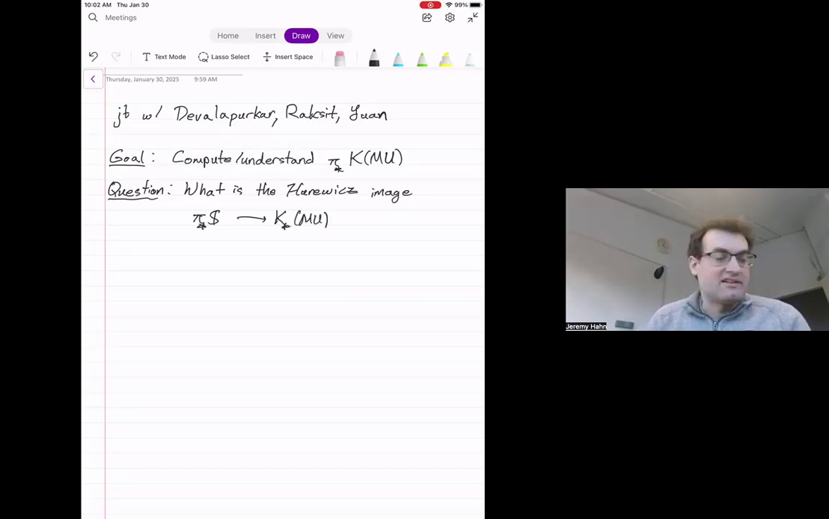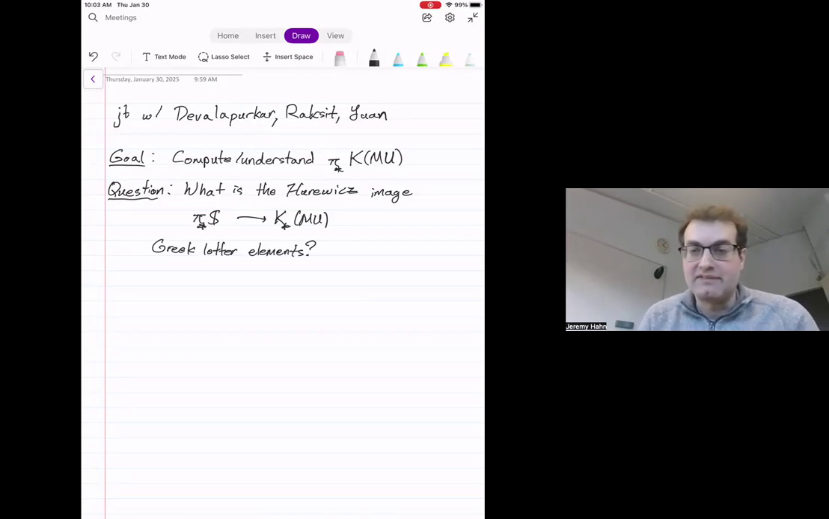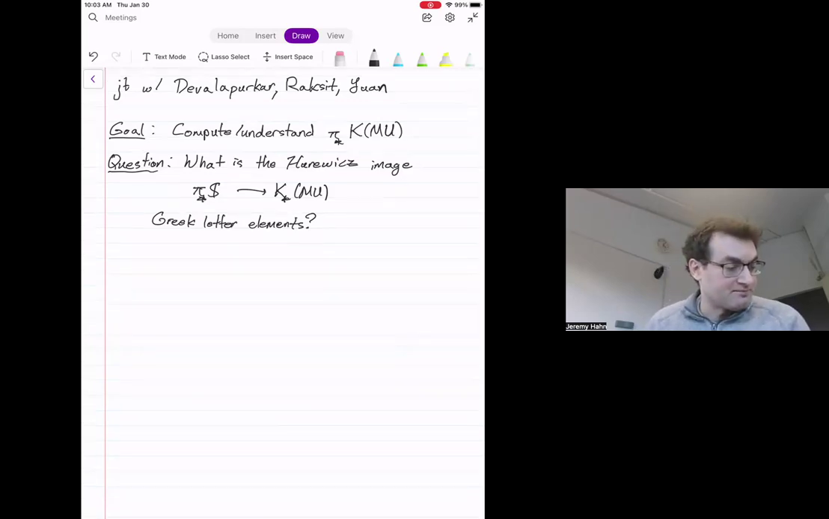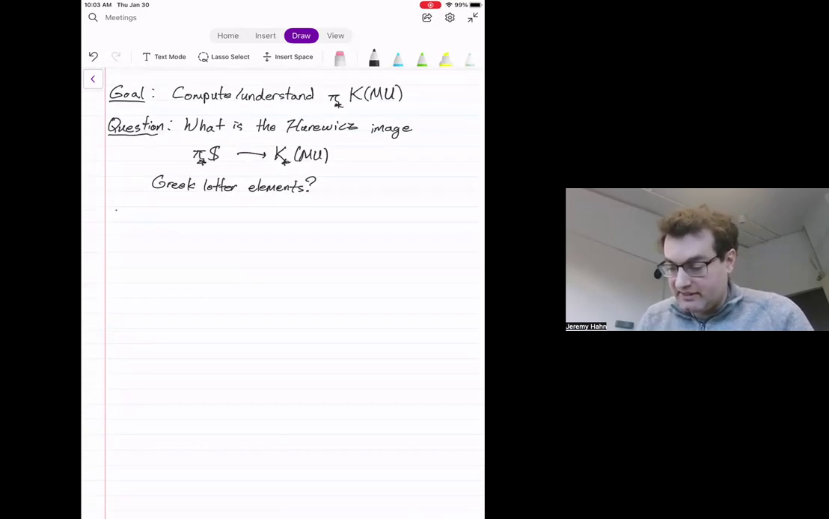I think there's a potential, for example, to see a lot of Greek letter elements in there. And yet, I think the algebraic K-theory of MU will be in many ways simpler than the homotopy groups of spheres. And so it's a potentially more approachable object that might nonetheless see a large amount of the homotopy groups of spheres. So in order to compute this sort of thing, we can use the Dundas-Goodwillie-McCarthy theorem.